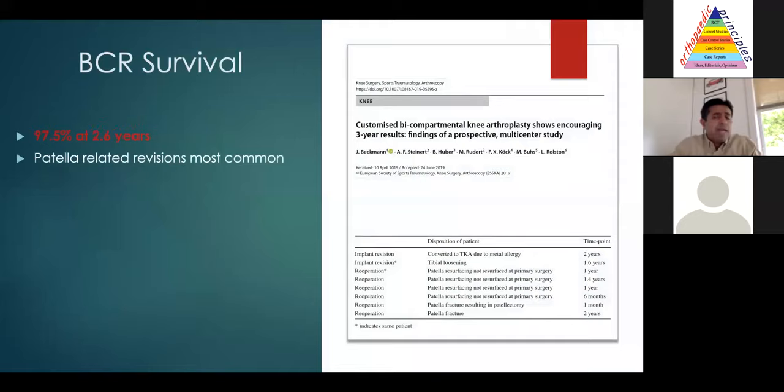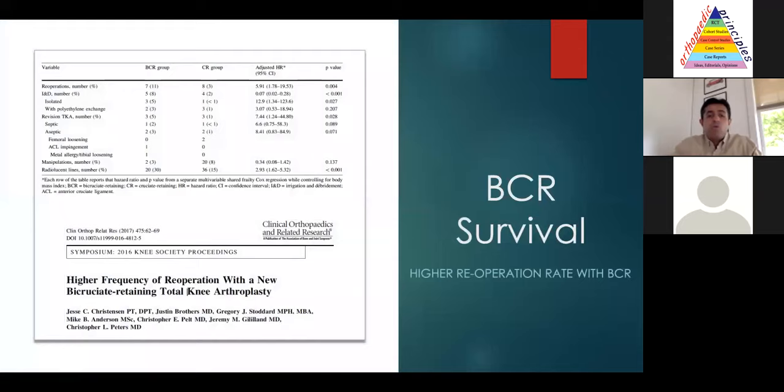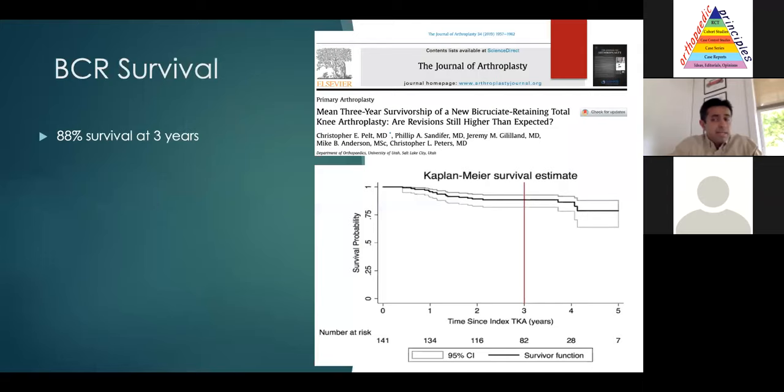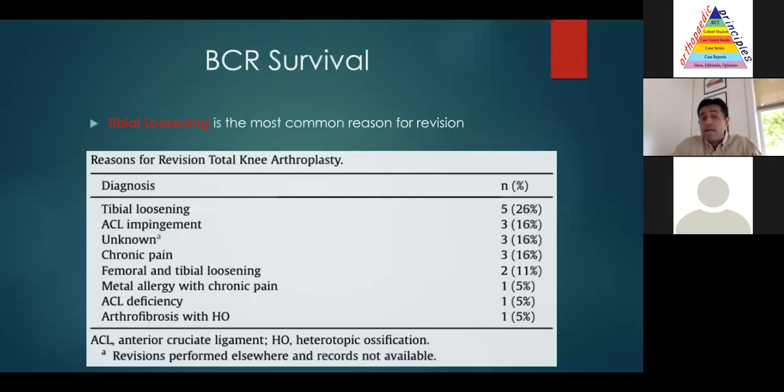In terms of the bicruciate retaining knee, there seems to be excellent 98% survival at 3 years. So very short-term follow-up. But when you see midterm groups and long-term groups, there seems to be a higher reoperation rate with bicruciate retaining knees, predominantly due to stiffness and altered patellofemoral kinematics. And some other studies are humbling. It's not as high as some of the other designs or other alignment options, where you only seem to have 80 or 90% survival at 3 years, and there seems to be a higher rate of revision, predominantly due to patellar problems or tibial loosening.